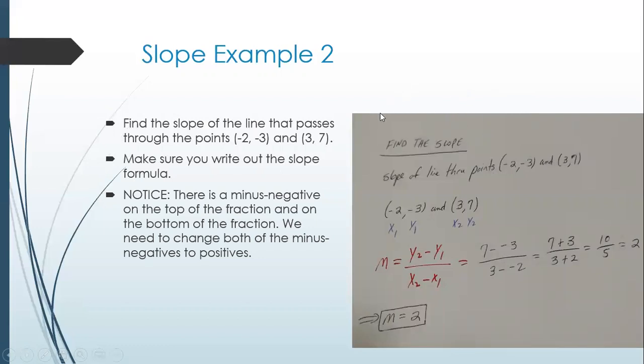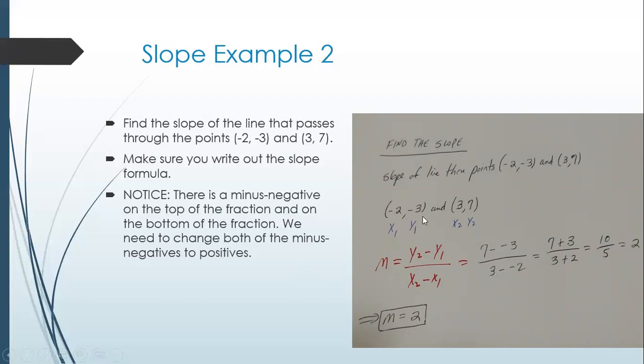Slope example number 2. So I want to find the slope of the line that passes through the points -2, -3, and 3, 7. So same process, x1, y1, x2, y2. Notice that when I plug in my formula, so y2 is 7, y1 is -3, I get 7 minus -3. But that's confusing. I don't want to have to deal with minus negatives. So what I'm going to do is use the fact that 2 negatives make a positive, and I'm going to change both of these minus negatives that I get when I plug in stuff.